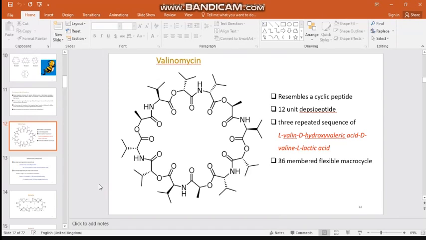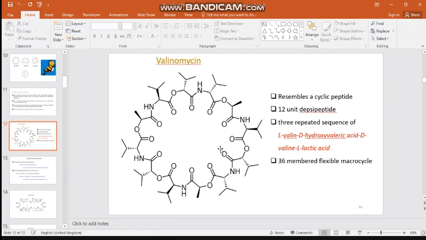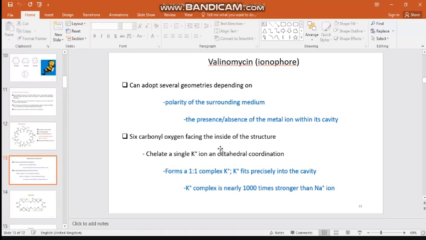The isopropyl groups are hydrophobic in nature, whereas the carbonyl oxygens are pointed towards the inside, and they will accept the metal ion and undergo interaction with the metal ion. So valinomycin can adopt several geometries. It is not having only one configuration.